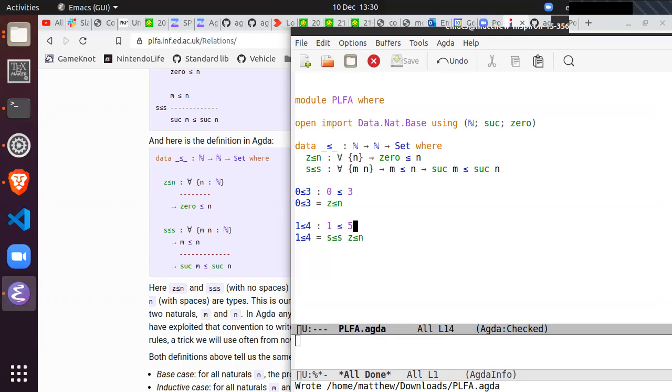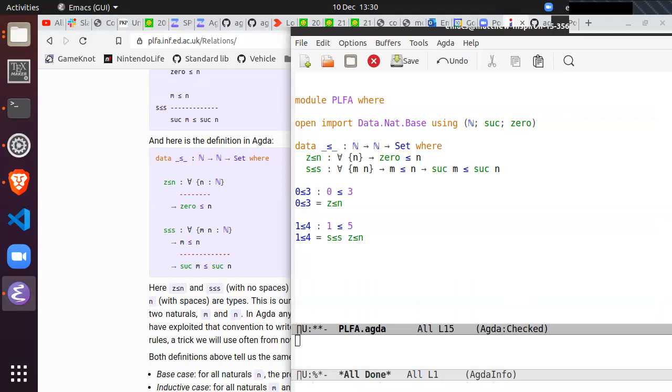That's a good question. It is a different proof, because it's 1 less than or equal to 5 versus 1 less than or equal to 4. It's a different proof because z-less-or-equal-n there has a different type than it had previously. Yeah, so it has the same structure. You're right, the proof has the same structure, but the proof term is not the same.